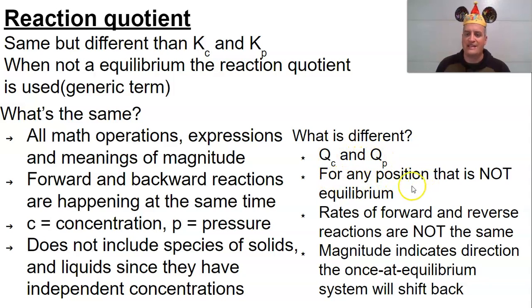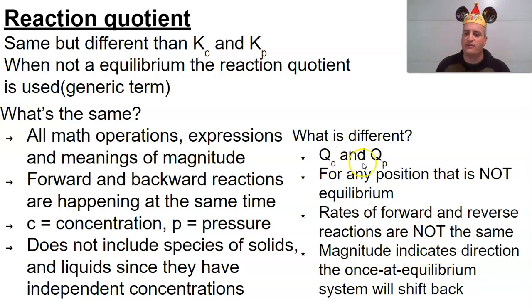This is for any position that's not at equilibrium. So there are going to be questions totally about equilibrium and then questions not at equilibrium. And based upon where they're at, you're going to have to make a judgment of, is it going towards the reactants, towards the products? How can we get it to shift? The rates of forward and reverse are not the same. Likewise, when we've talked about things getting to equilibrium, they're not there yet, so these are not the same yet. Magnitude indicates the direction the system will shift back toward equilibrium.